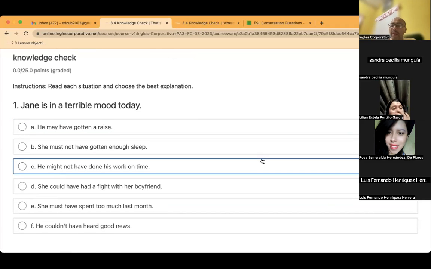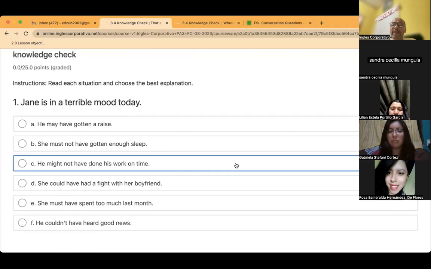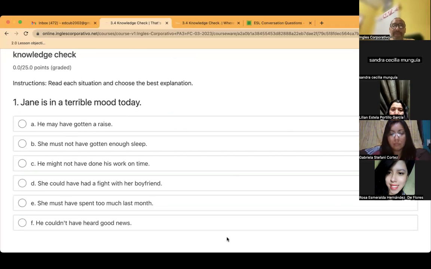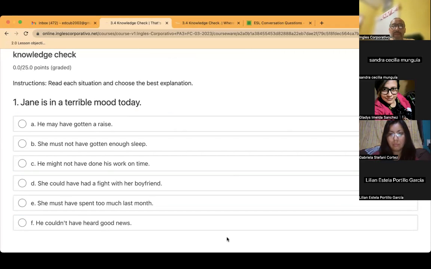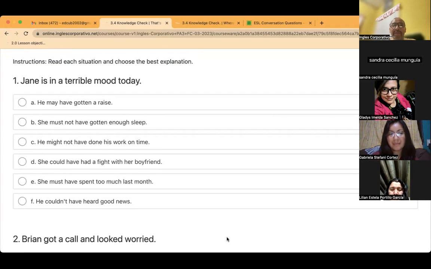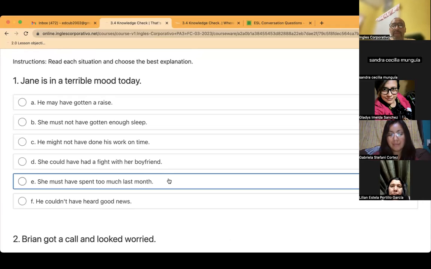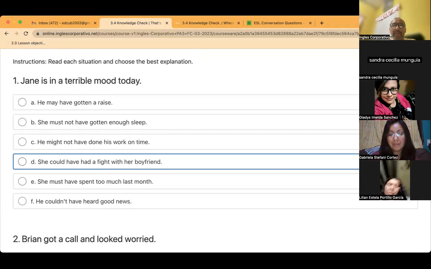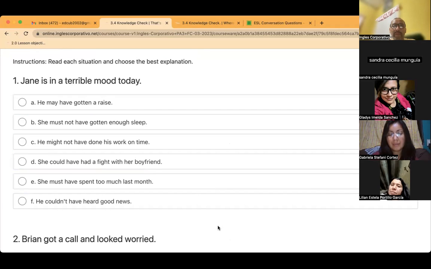Okay, let's try together. Let's see if we have the correct answers. What is number one? Teacher, it was a short time. Yes, the idea is exactly the time, not to waste it. Oh, but we have the problem that my partner doesn't have the screen.